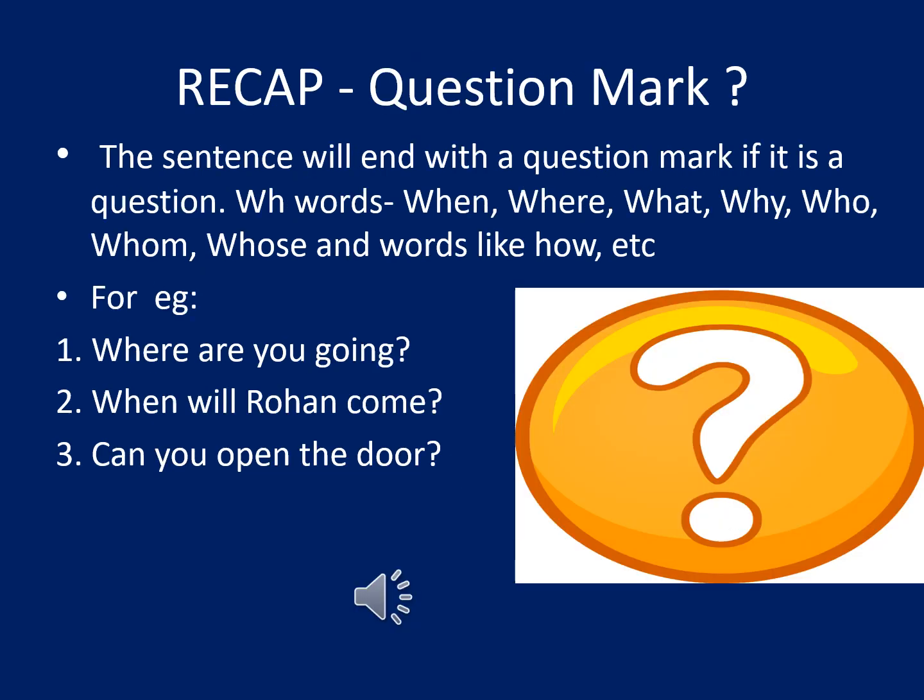Let's go for a recap of the question mark. The sentence will end with a question mark if it's a question. WH words like when, where, what, why, who, whom, whose, and words like how, etc. will take a question mark at the end of the sentence. Let's have a look at the examples given. 1. Where are you going? 2. When will Rohan come? 3. Can you open the door? So all these sentences begin with a capital letter, but they take a question mark at the end of the sentence.